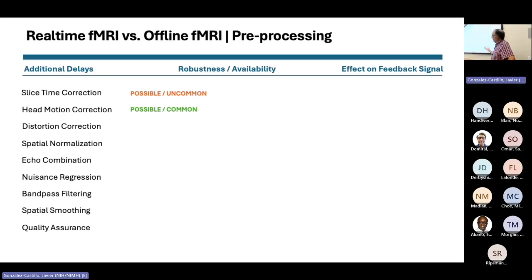Head motion, of course, is our biggest enemy in fMRI, and therefore it matters as much here. And the good news is that this is an operation that happens on a volume by volume basis. You have one, the next one comes, you align it. So this is something simple to do. It might take a little bit of time, but it's definitely something that the systems can do.